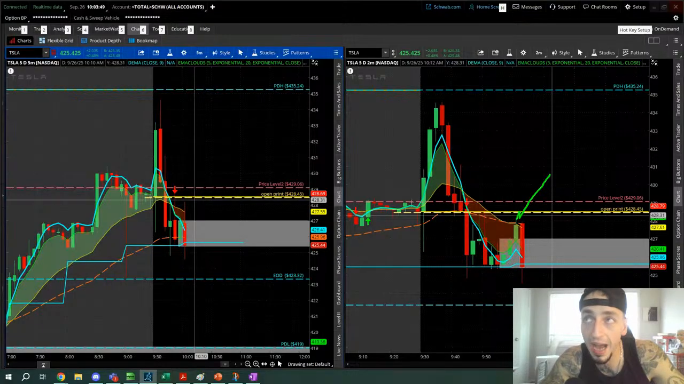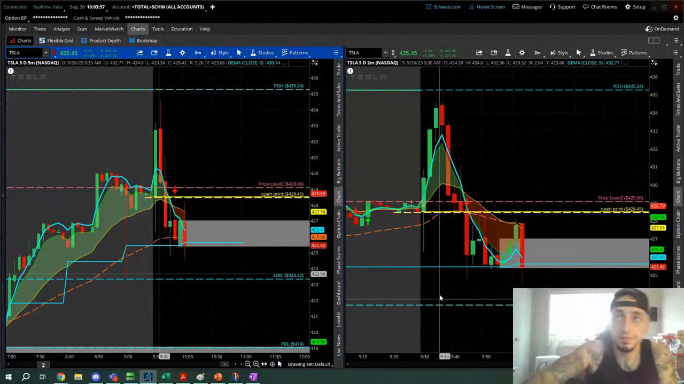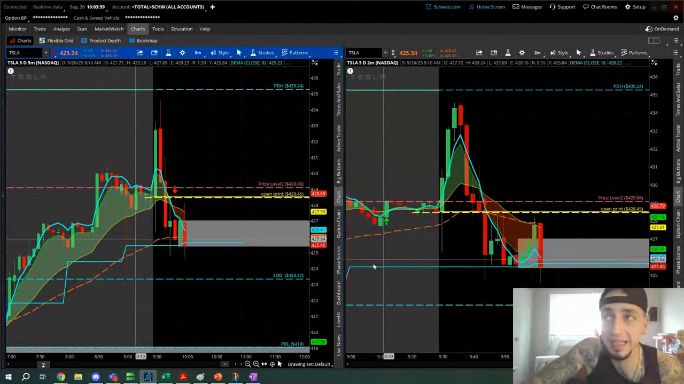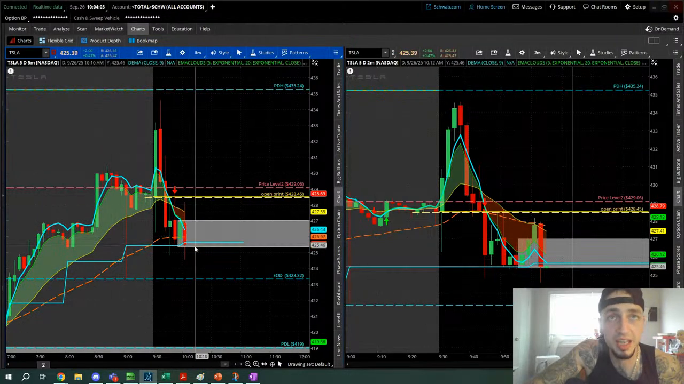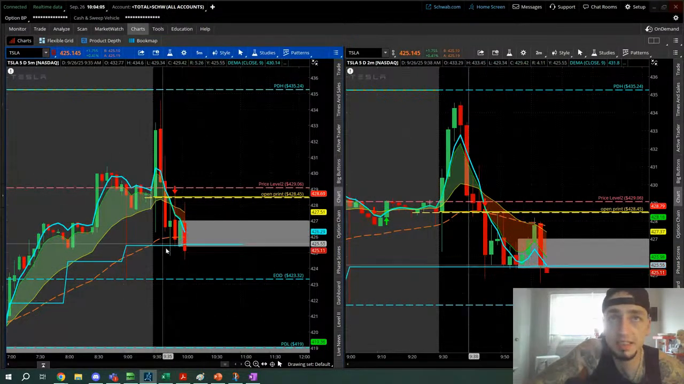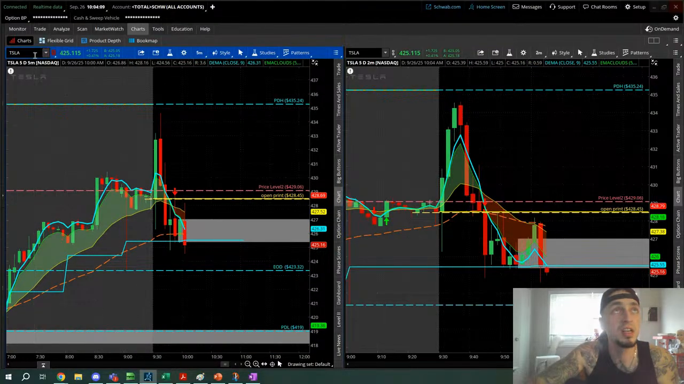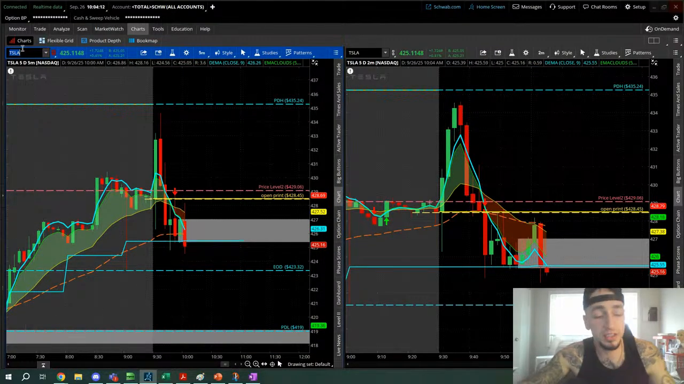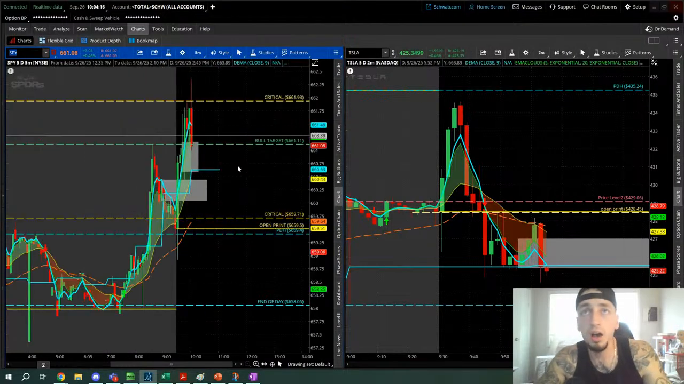Notice how we could not close above the 20. That was very bearish. That comes in handy when entering positions, right? So let's just stay a little patient and see what happens if price can come back and retest this zone here on Tesla. So now we have a story, all right? So now I can look at the market and have a little better idea of what to expect.